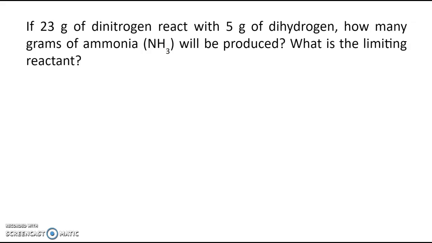Okay, so first thing you're going to do, balance the equation. Second thing, figure out how much ammonia can be made by each reactant, and that will allow you to figure out how much you can make and what the limiting reactant is.